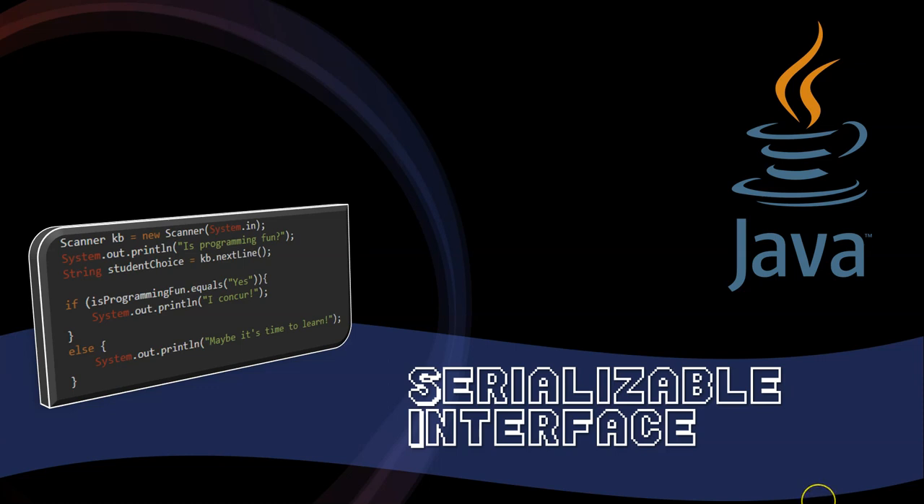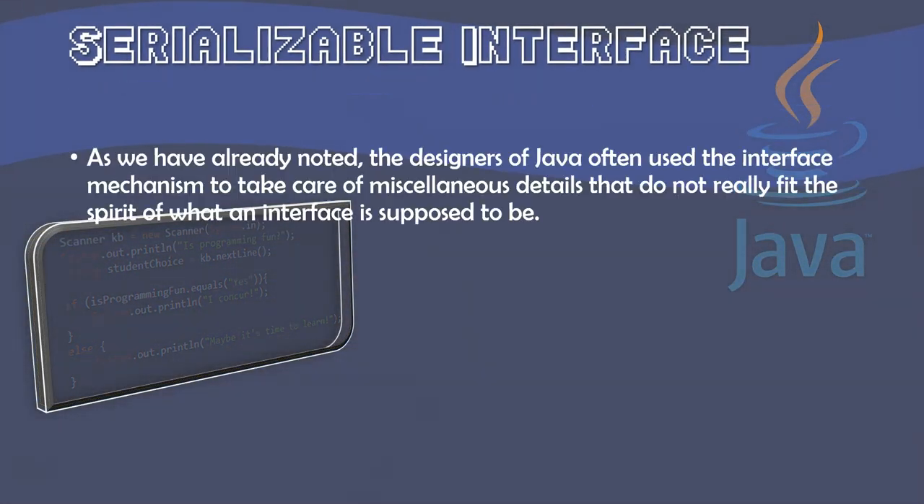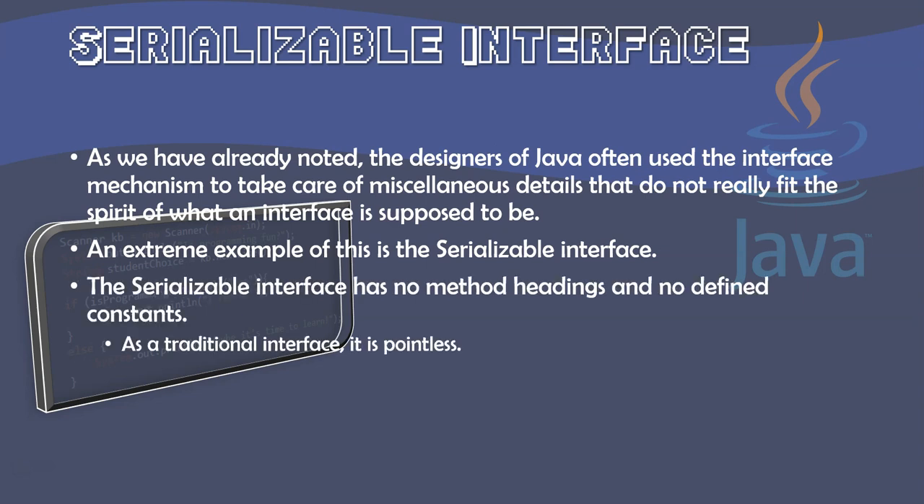And welcome back. Let's go ahead and continue looking at interfaces, this time diving into the Serializable interface. As we've already noted, the designers of Java often use the interface mechanism to take care of the miscellaneous details that don't necessarily fit the spirit of what an interface is supposed to be. An extreme example of this is the Serializable interface.